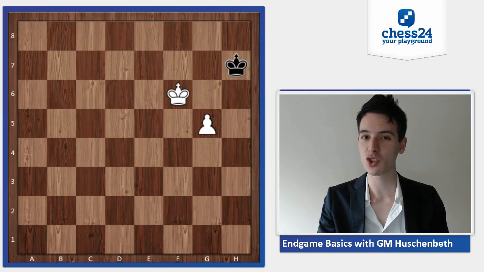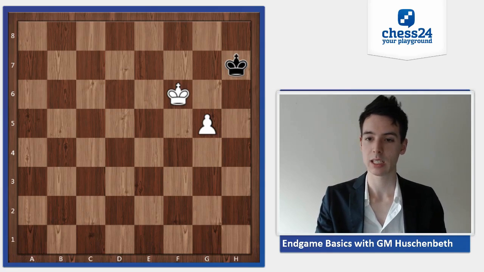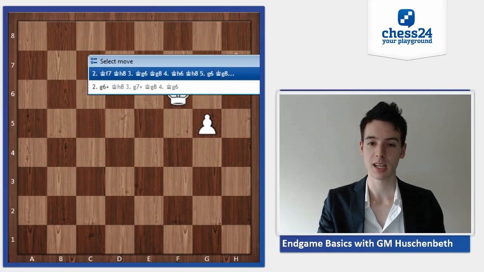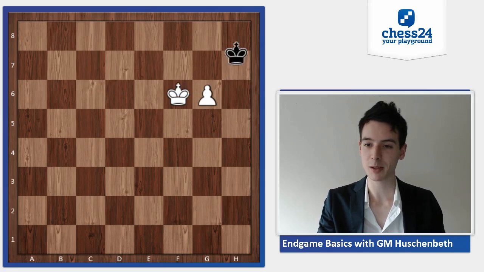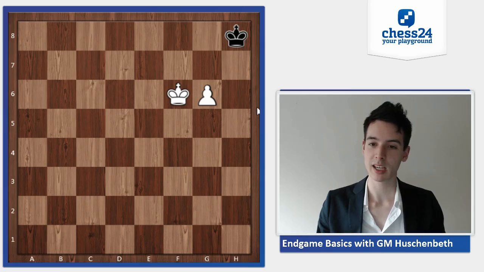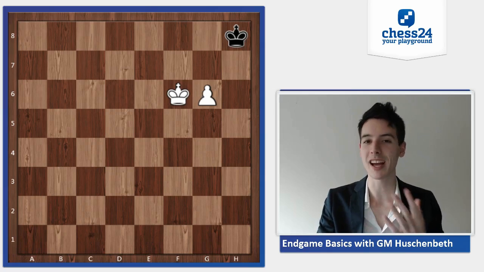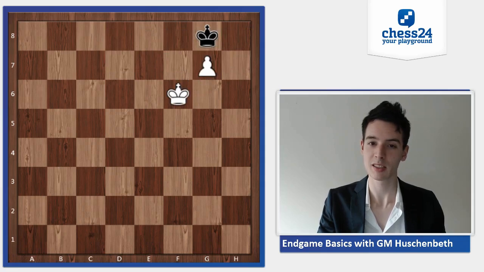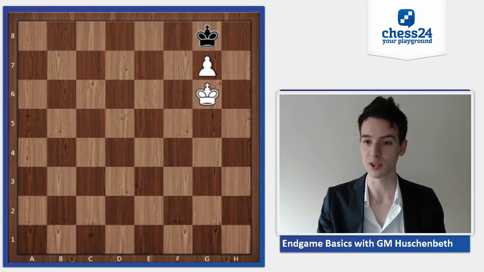You cannot play g6 because it's a draw. And the point is that after g6, black plays king h8, and now usually we would like in this position to play king f7 and then push the pawn, but you can see it's a stalemate, so it doesn't work. And after g7 check, it's a stalemate too, so it's a draw.